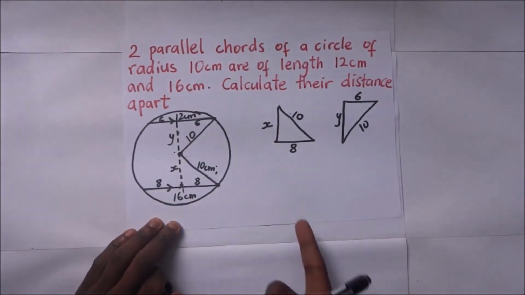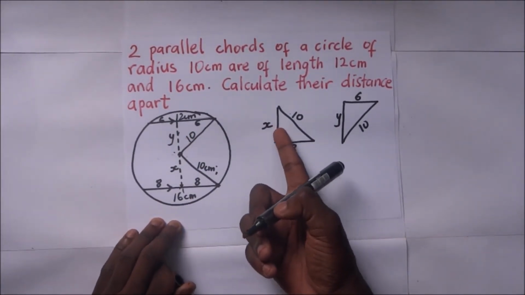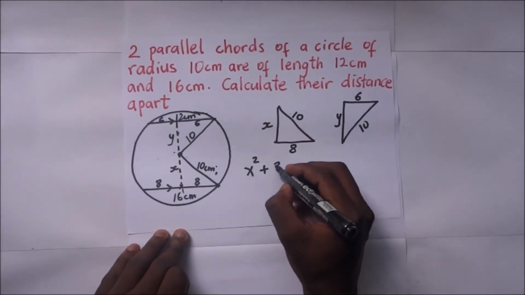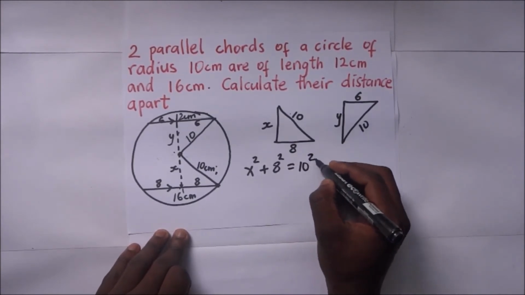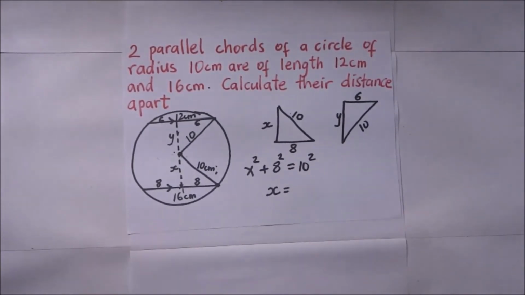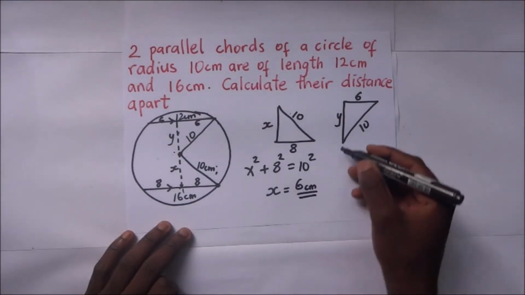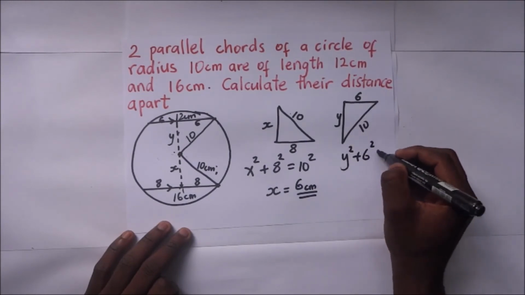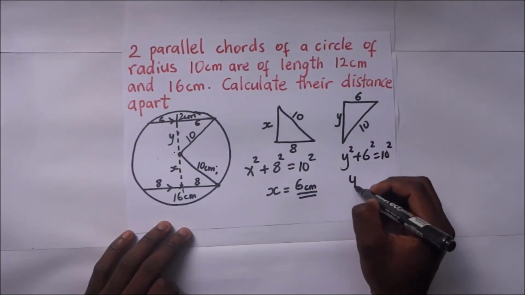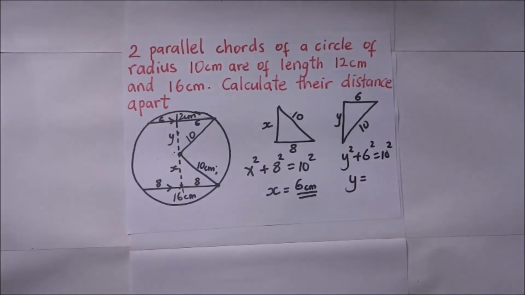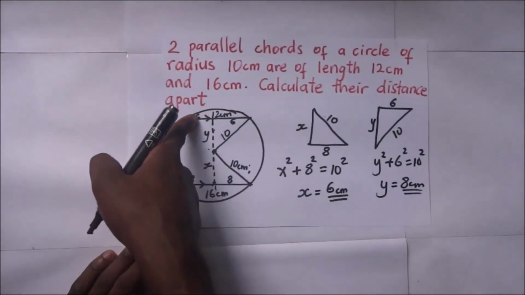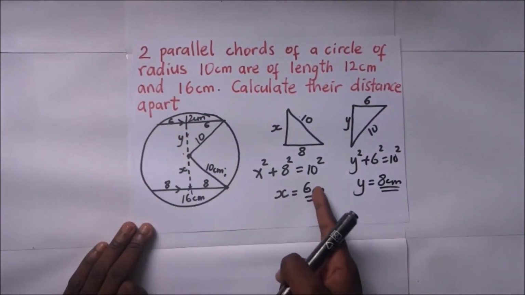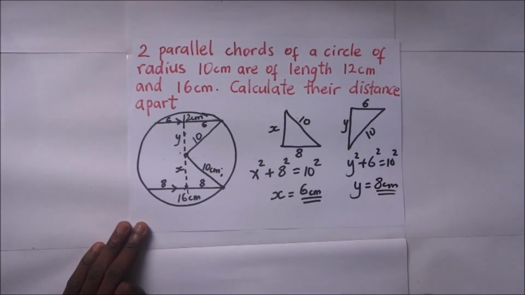So to get the value of x, we are going to use Pythagoras theorem. x squared plus 8 squared is equal to 10 squared. So our value of x here is going to be 6 centimeters. Likewise here, it's going to be y squared plus 6 squared is equal to 10 squared. So to get our value of y, it's going to be 8. So the total distance between these two chords is going to be x plus y, which is 6 plus 8, which is going to be 14 centimeters.